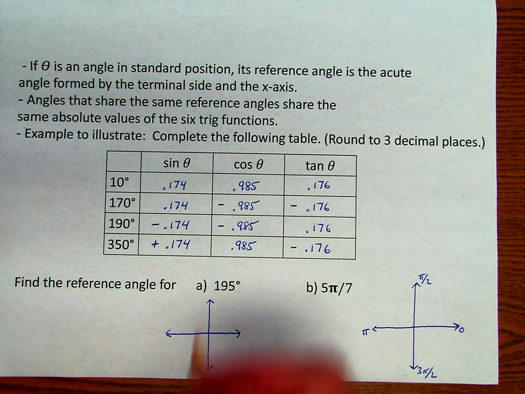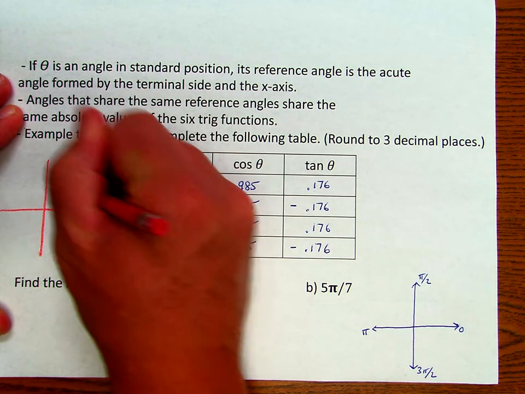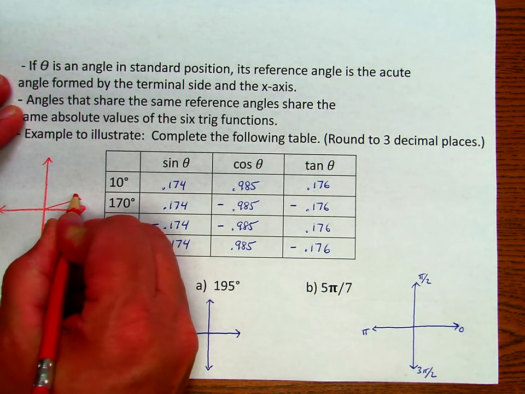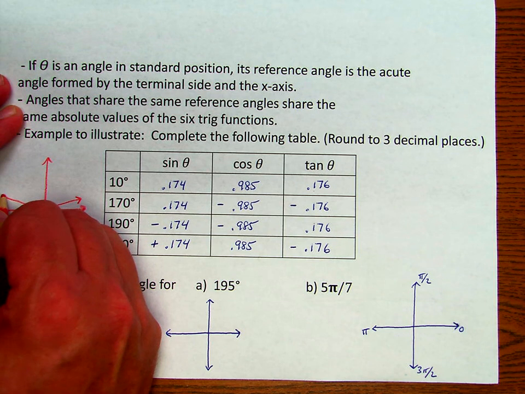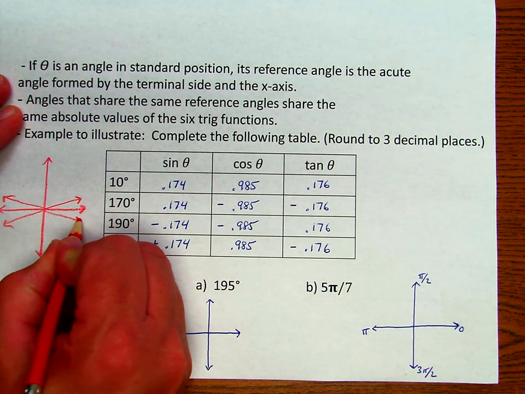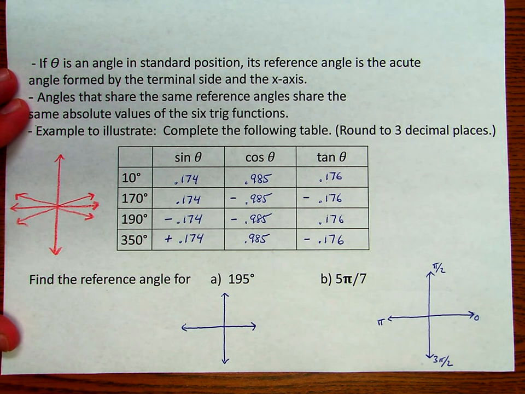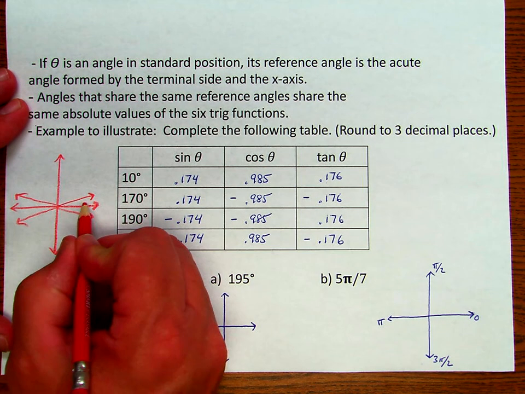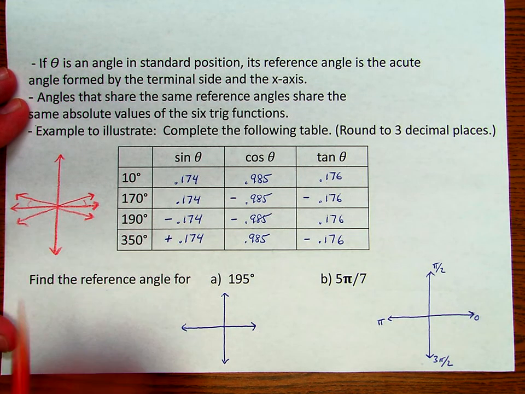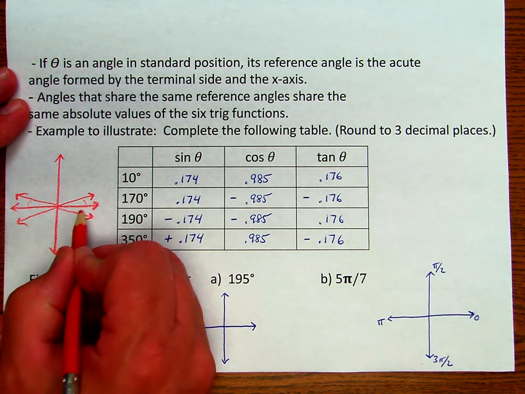So if we look at these angles right here, 10 degrees, 170, 190, and 350. Okay, we have one angle in each of the 4 quadrants, and the common feature here is that it's 10 degrees away from the positive x-axis, 10 degrees away from the negative x-axis, 10 degrees away from the negative x-axis, 10 degrees away from the positive x-axis.